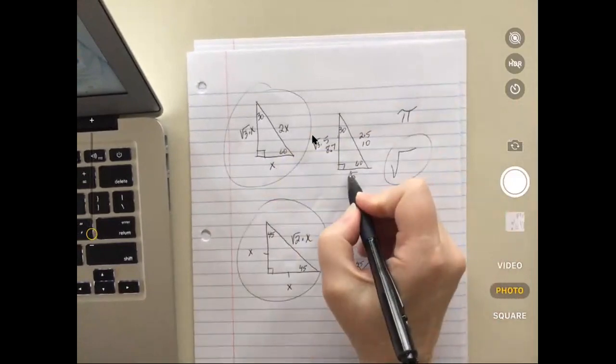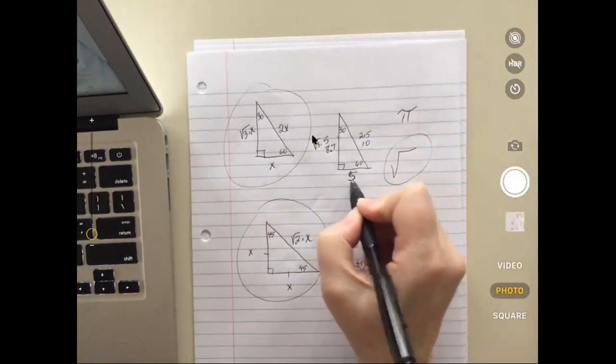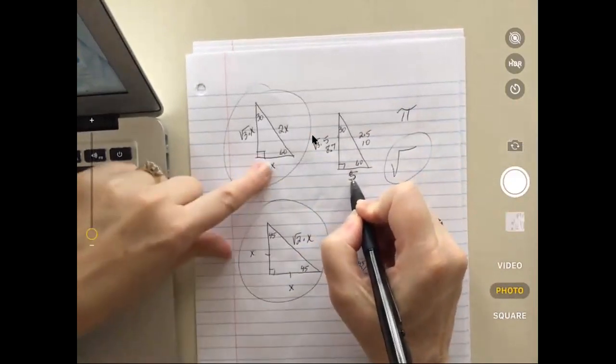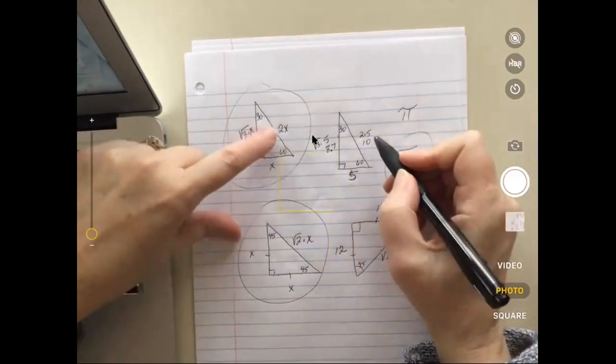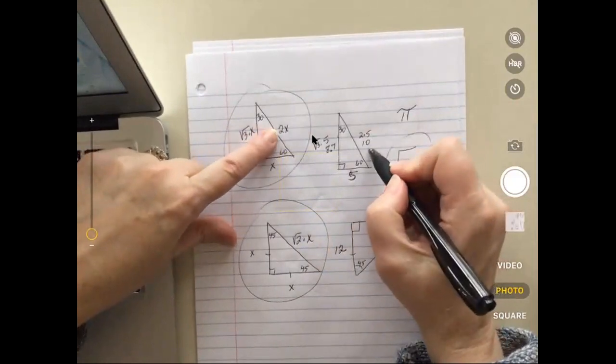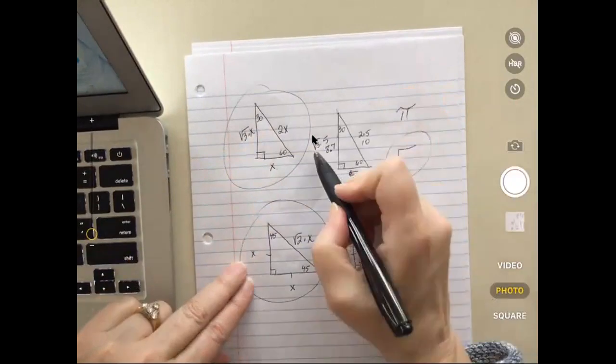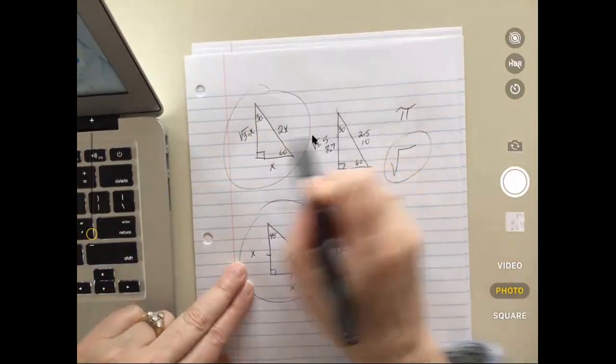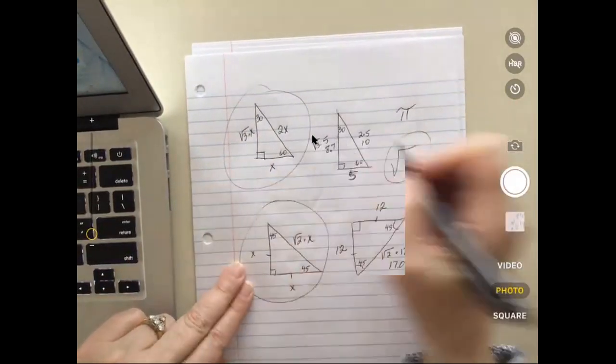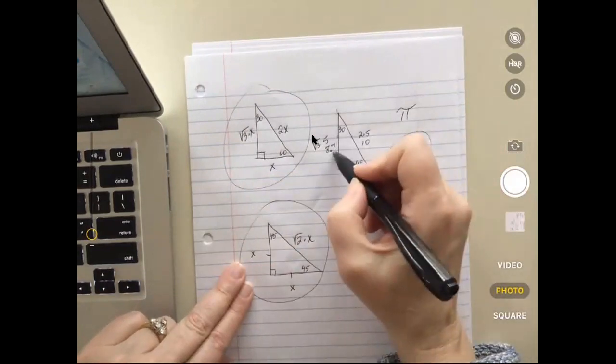So this was the example. If the short leg is 5, then the hypotenuse is 2 times 5, 10. And the longer leg is the square root of 3 times 5, the square root of 3 times the bottom. And we used a calculator and got 8.7.